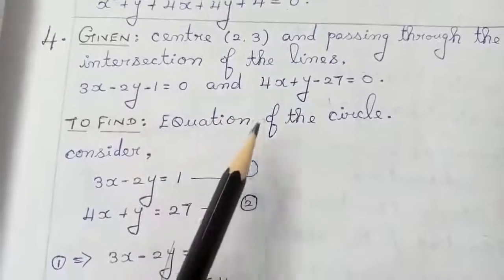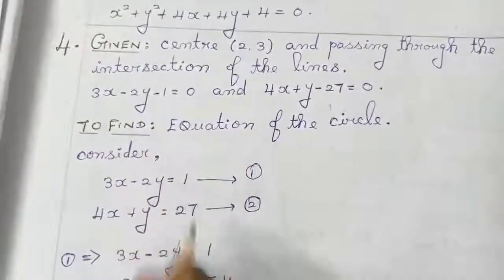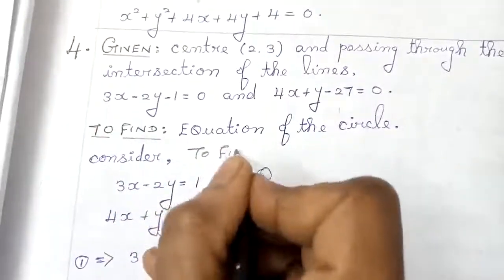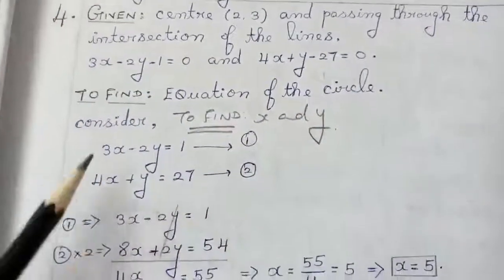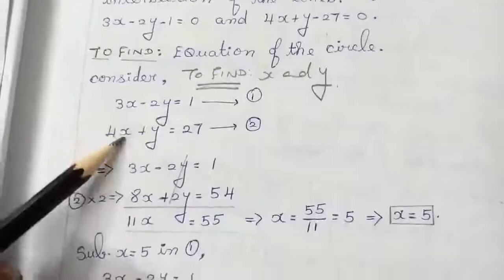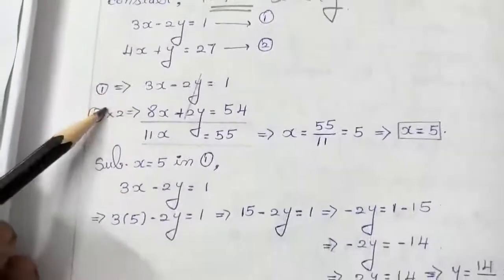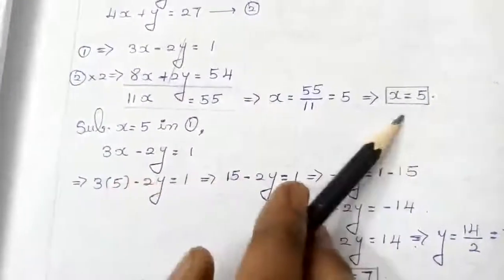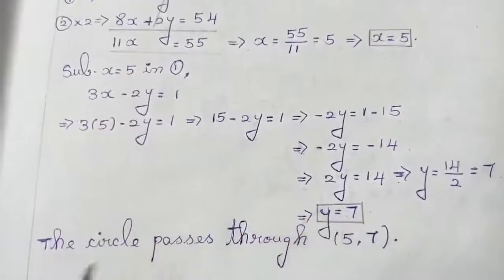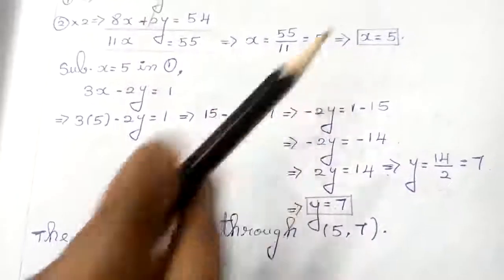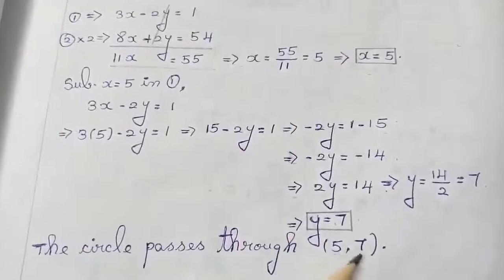First I am going to find the point of intersection, that is, I am going to find x and y. Understand properly. I am going to take these two equations and solve them by the elimination method. While solving, I get the answer for x as 5. Substitute in any one of the equations, and you will get y equal to 7. So x is equal to 5, y equal to 7, which means the circle passes through the point (5, 7).